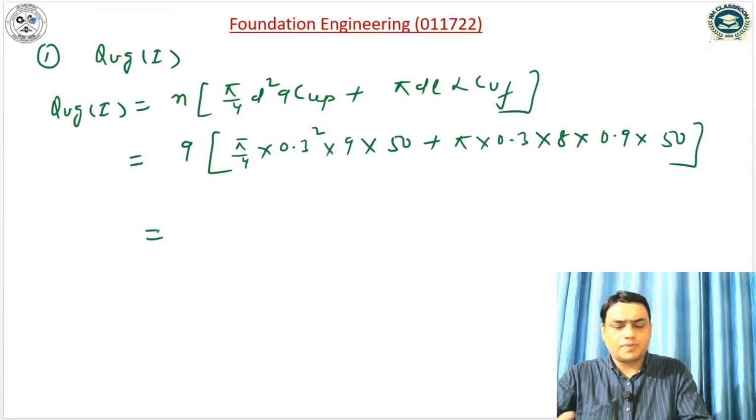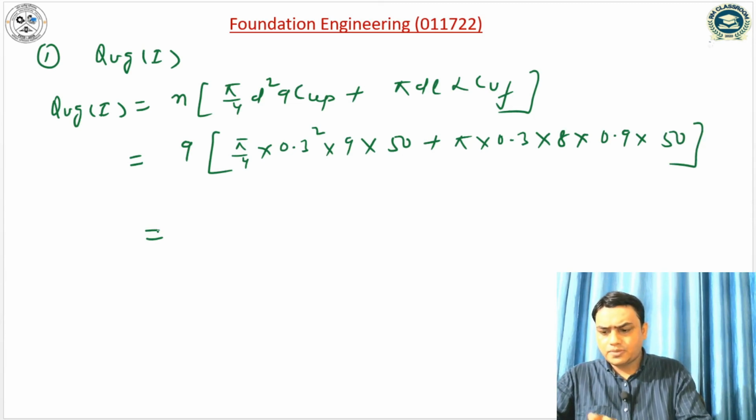So acting as individual piles, 9 into 0.25 into pi into 0.3 whole square into 450 plus 0.3 into pi into 400 into 0.9. So it is coming 3340 kilonewton.